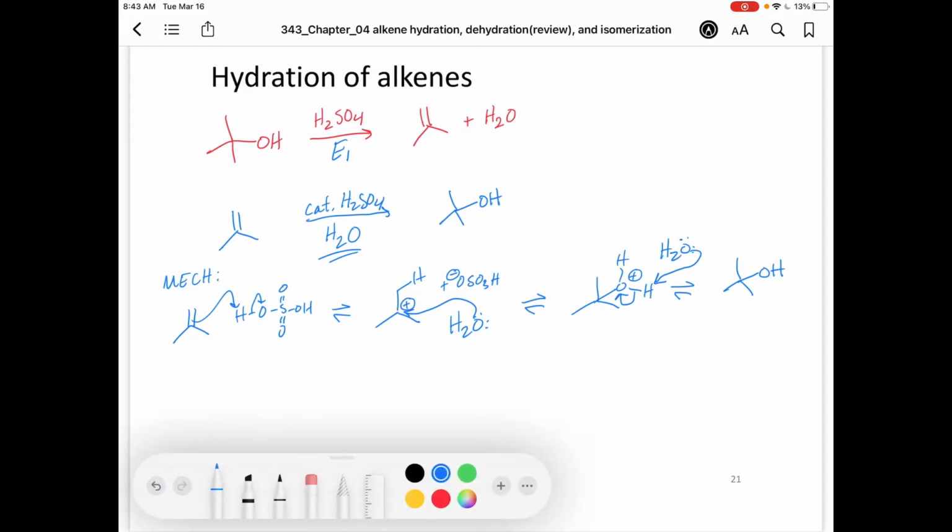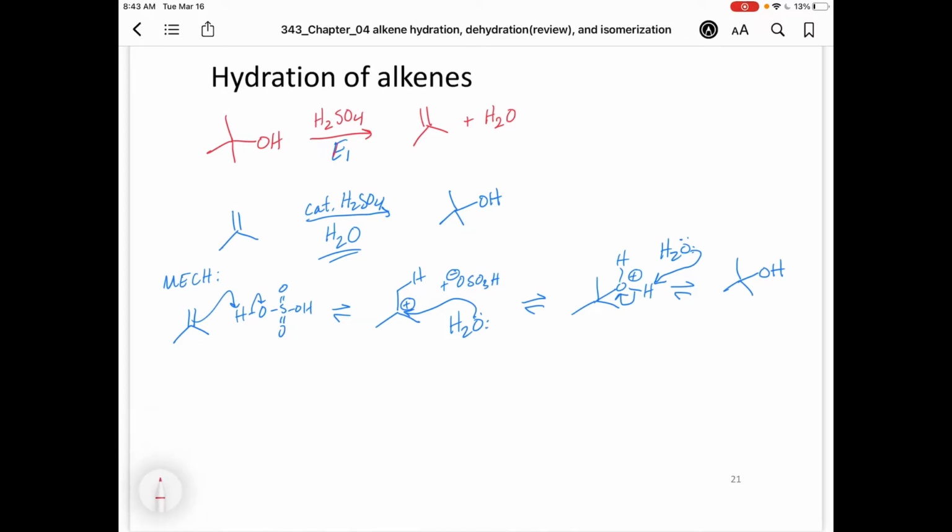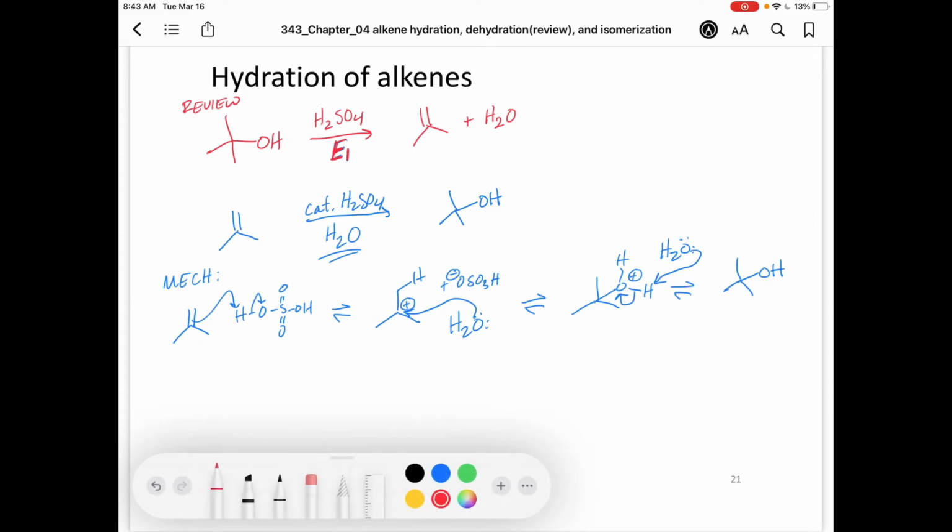Now I want to think about this top reaction up here that we said was E1. This was one that we've learned before, so this top one is a review. If you notice here, if we start with the alcohol, which is our E1 reaction, the first step goes from an alcohol to a protonated alcohol. Well, that's the first step for an E1 reaction.